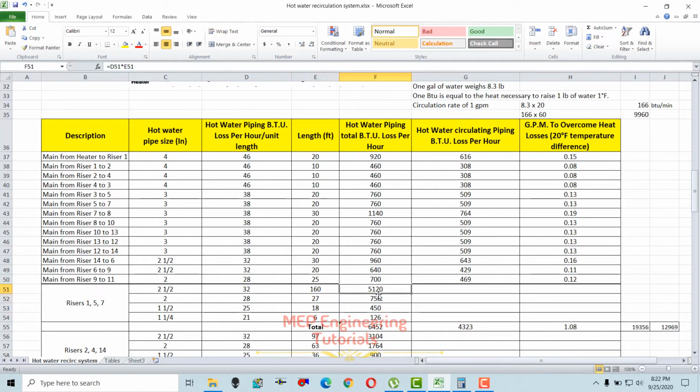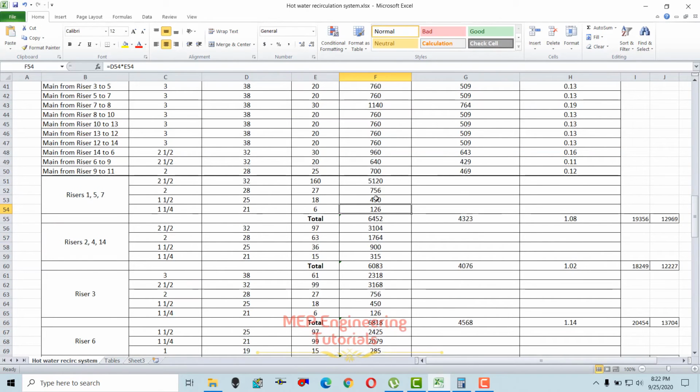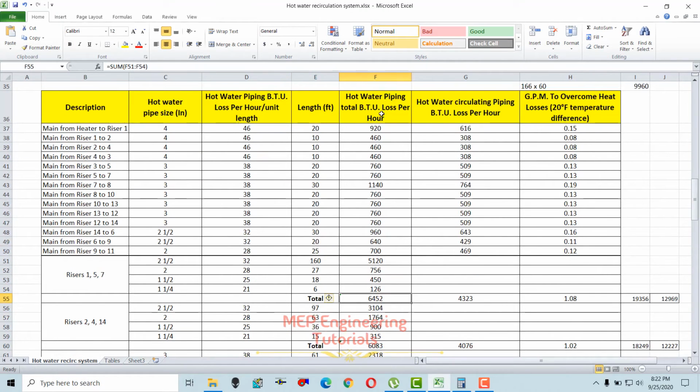And again you have to multiply in order to get your hot water piping total BTU loss per hour. You just need to multiply the length with the per unit length BTU loss. So you will get the total piping loss in BTUs per hour. So same way you have to do for this one and this one. So once you are done with this, you just get the total of these values, total heat loss for the hot water piping.